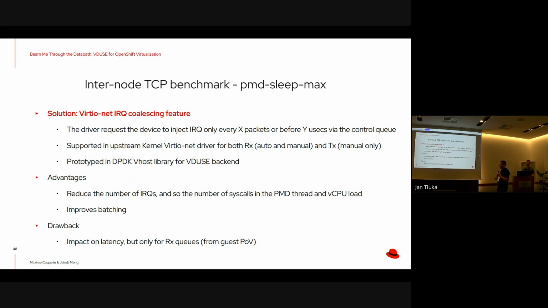If you look at the advantage of such a solution, it should normally have the same impact, in terms of number of interrupts and CPU load, as introducing sleep in the datapath. On the drawback side, it will have an impact if you enable it on RX queues, because you have less interrupts.